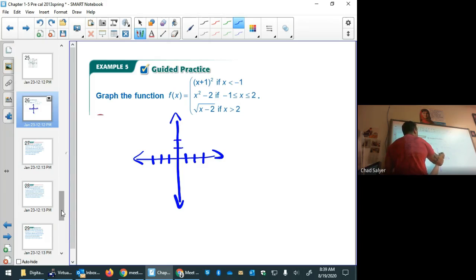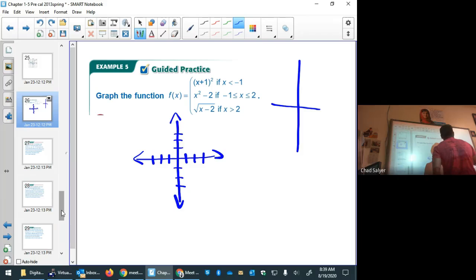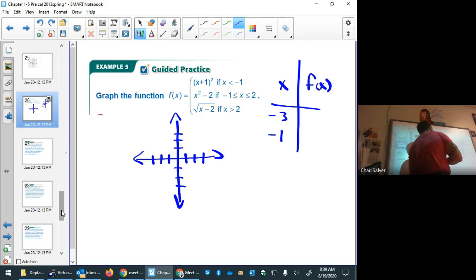We'll just make a rough, quick graph here. So x plus 1 squared if x is less than or equal to negative 1. Couple points here to do it. So this will be x's, this will be f(x)'s. So if I plug in, let's say negative 3 and then negative 1.